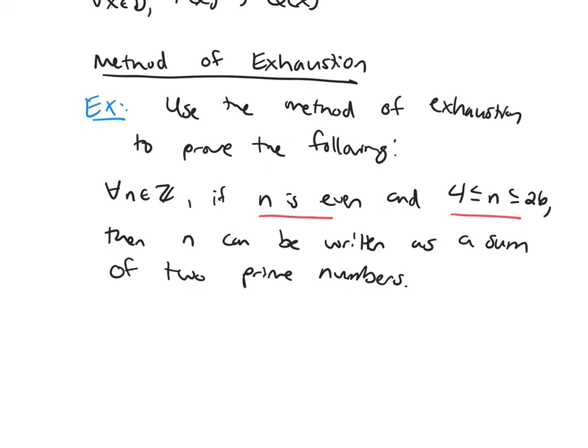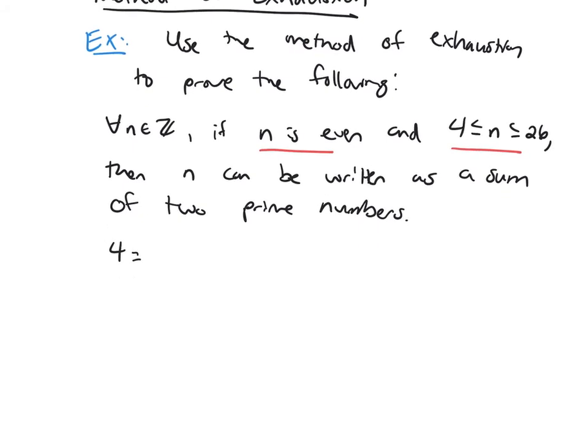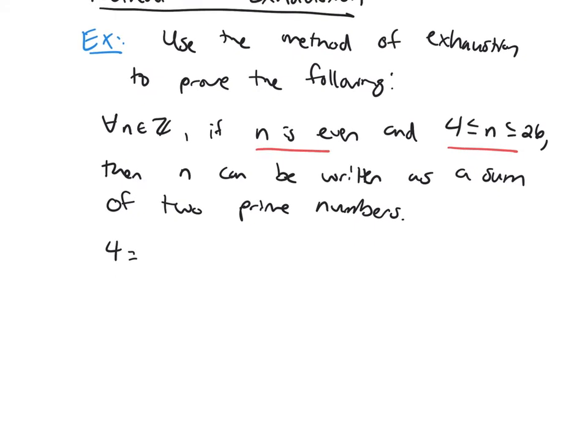So the first value n could be is 4, and you want to write it as a sum of two prime numbers. So 4 is 2 plus 2. Our next even number would be 6. 6 is 3 plus 3. Our next even number would be 8, which is 3 plus 5. 10, which is 5 plus 5 or 3 plus 7.